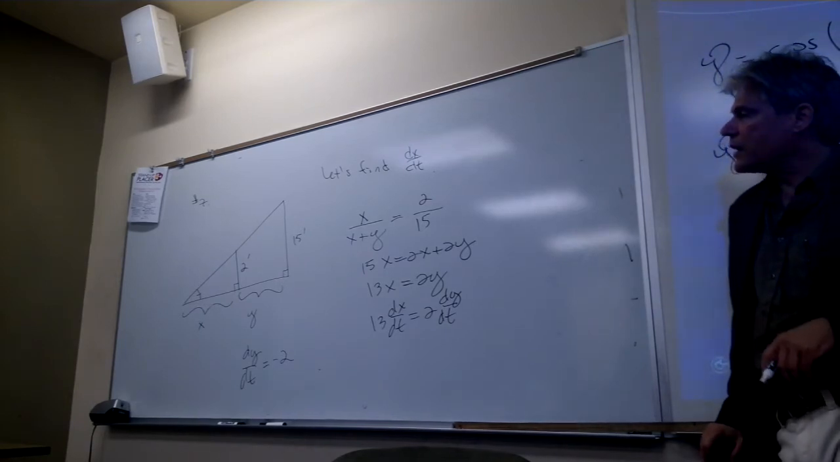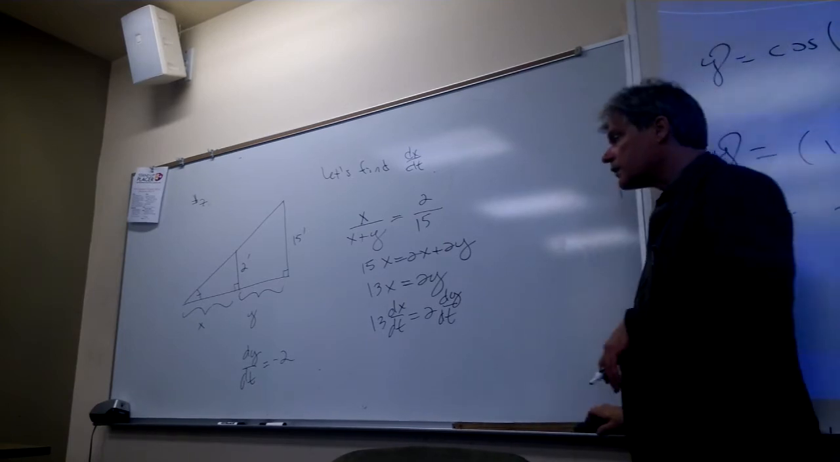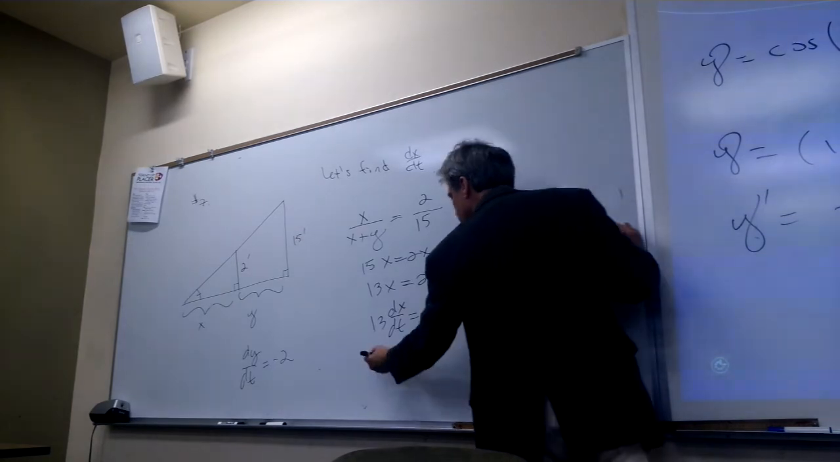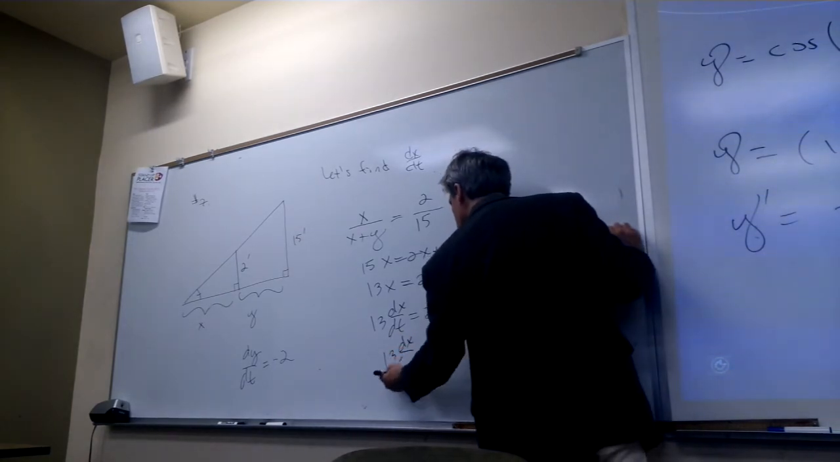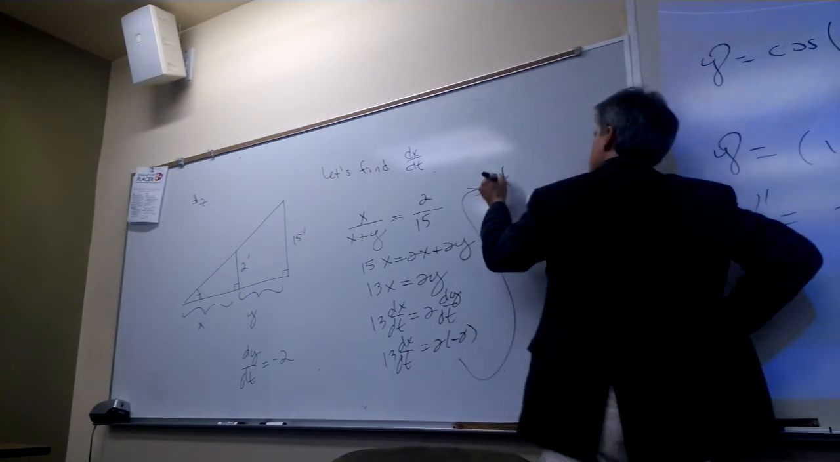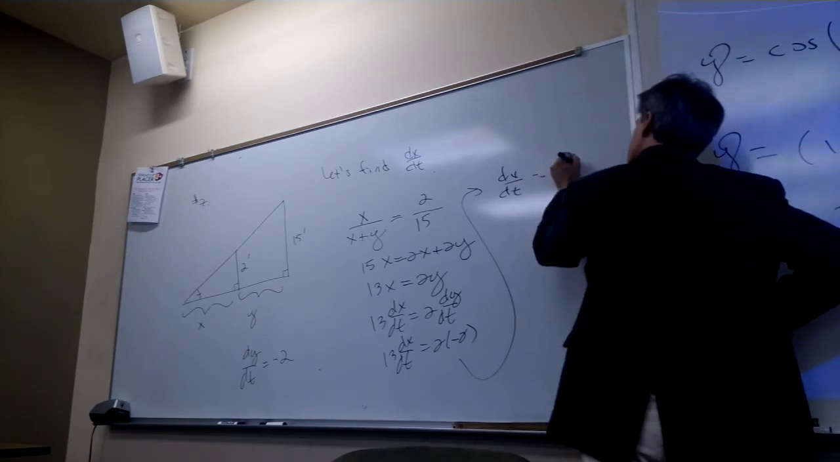Now that I differentiate, I can take out my mathematical camera, take a snapshot in time, and identify the quantities I need. I think I've got dy/dt is equal to -2. But that means 13 dx/dt is equal to 2 times -2, or shall I say, dx/dt is equal to -4/13.